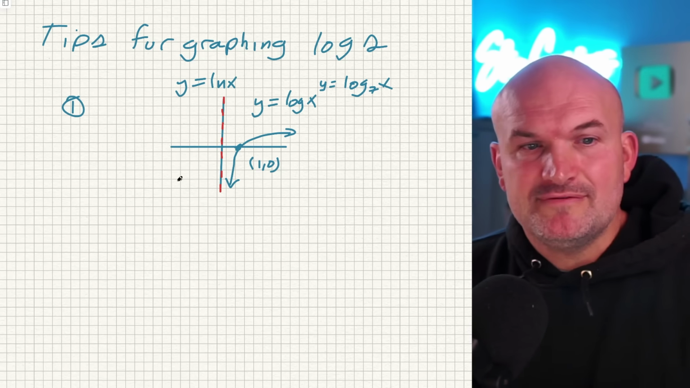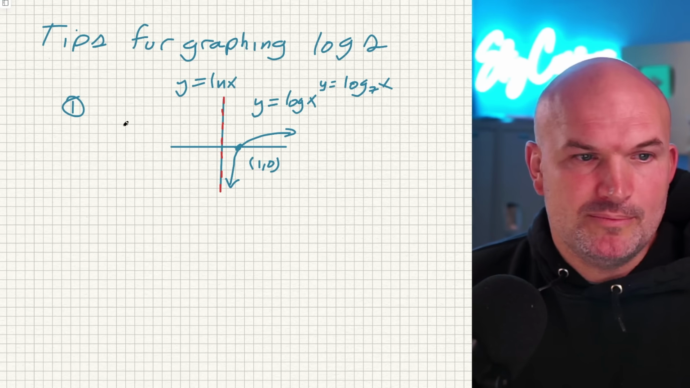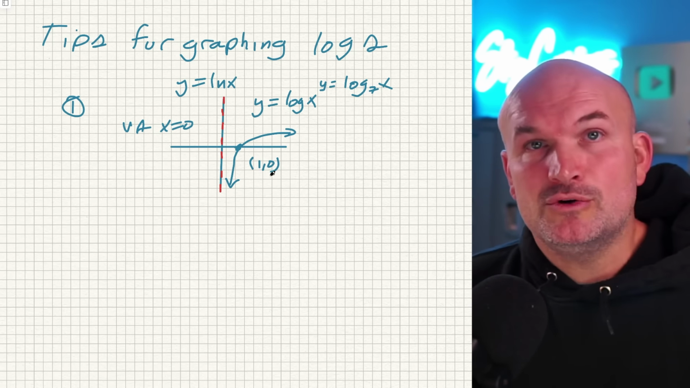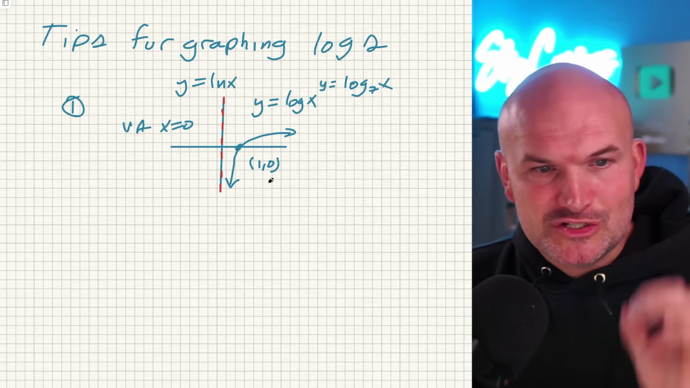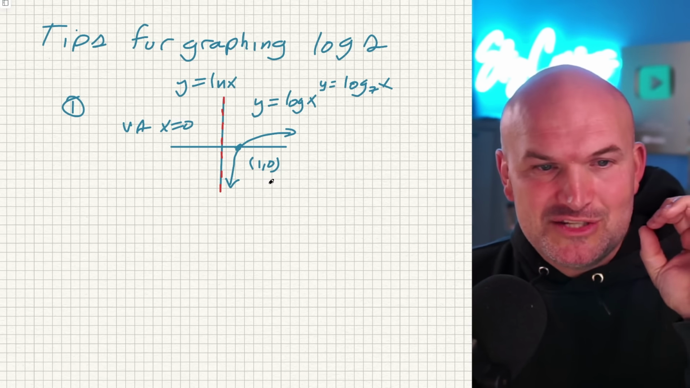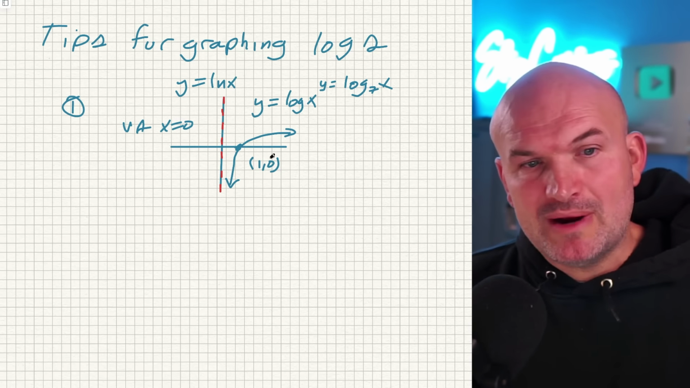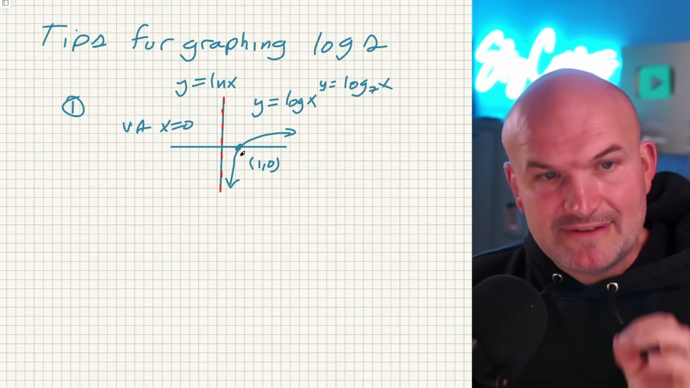The characteristics of the parent graph, regardless of what the base is, still include a vertical asymptote. Let's write that in there. Vertical asymptote at x equals 0, and an x-intercept at (1, 0). So make sure you have this understood. Make sure you have this memorized. So when you are confronted with a logarithm that you need to graph, you can easily recall this, because this is going to be the first thing you definitely want to make sure you know.